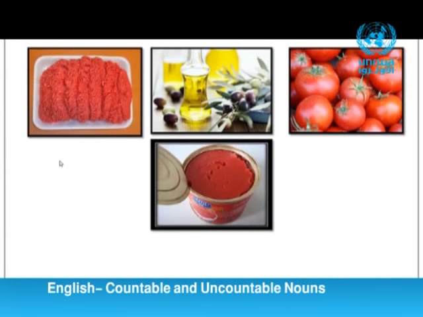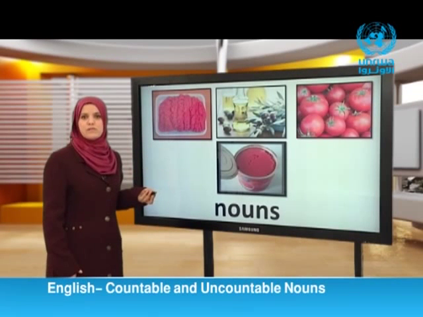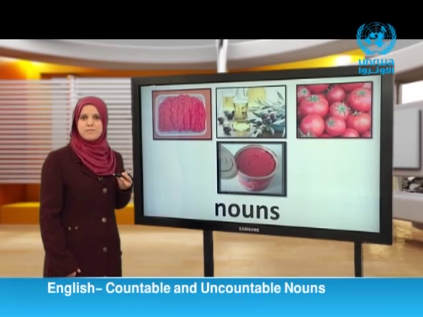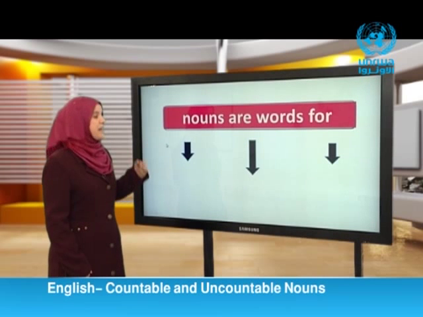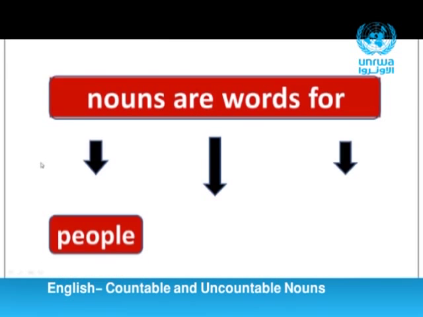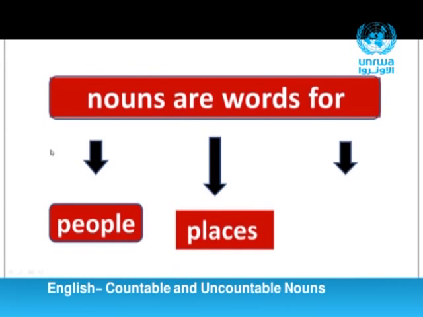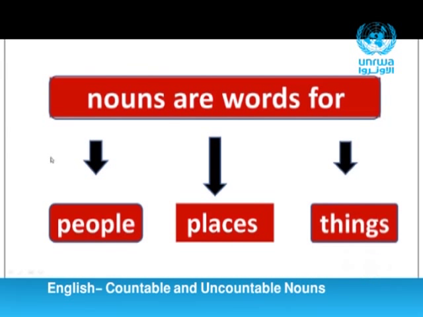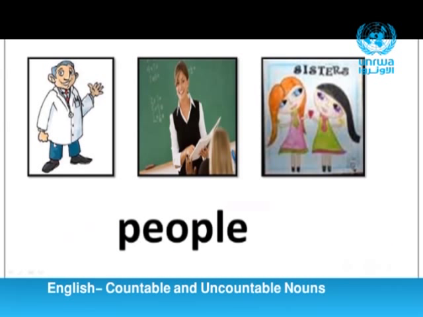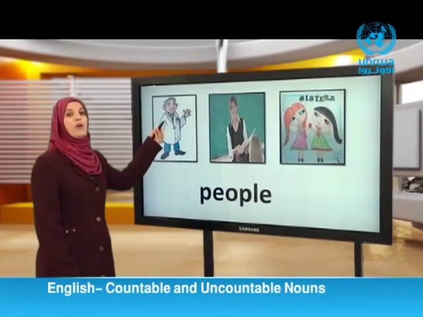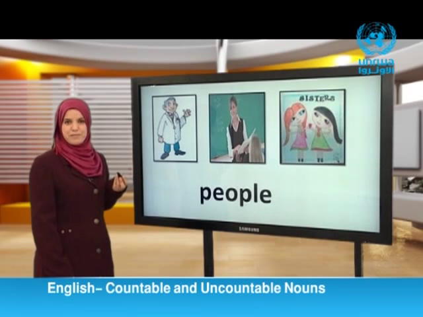Good. Ground meat, olive oil, tomatoes, and tomato paste are all nouns. They are all nouns. But what are nouns? Nouns are words for people, places, and things. Doctor, teacher, and sisters are all words for people.